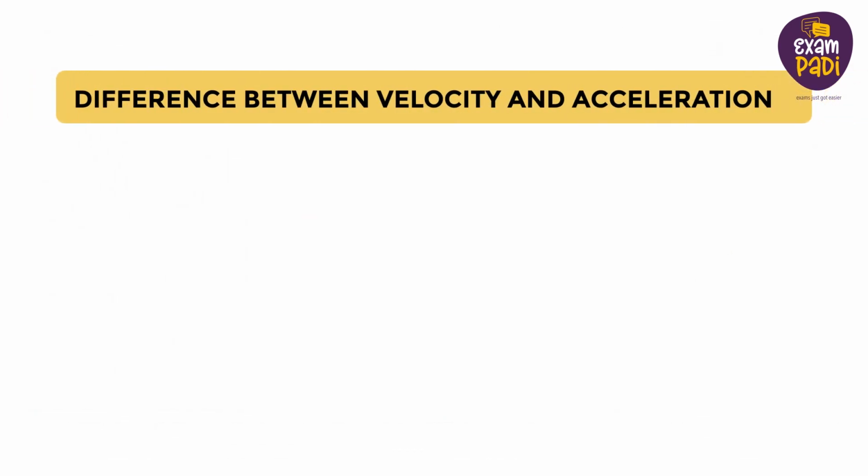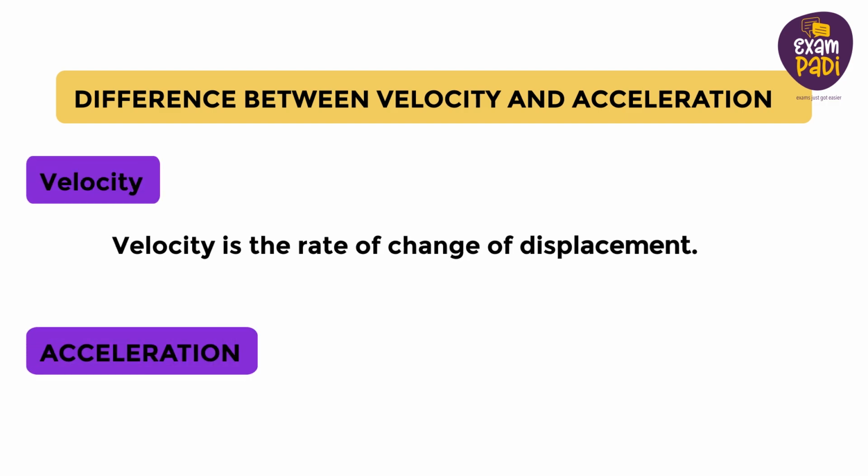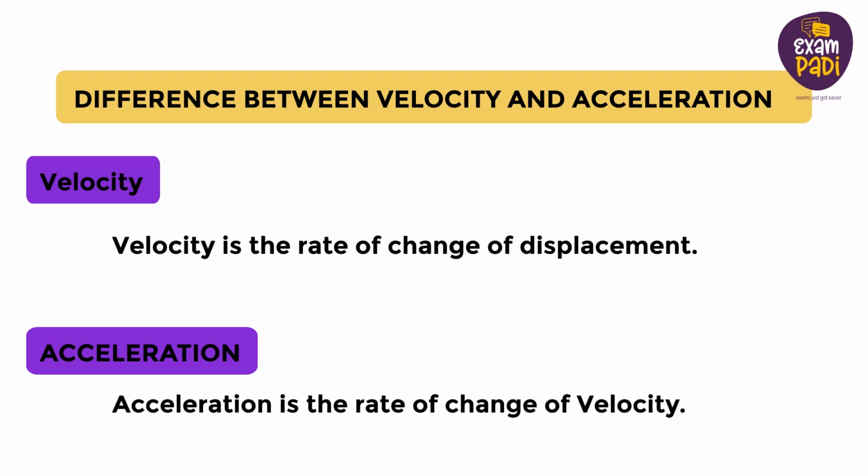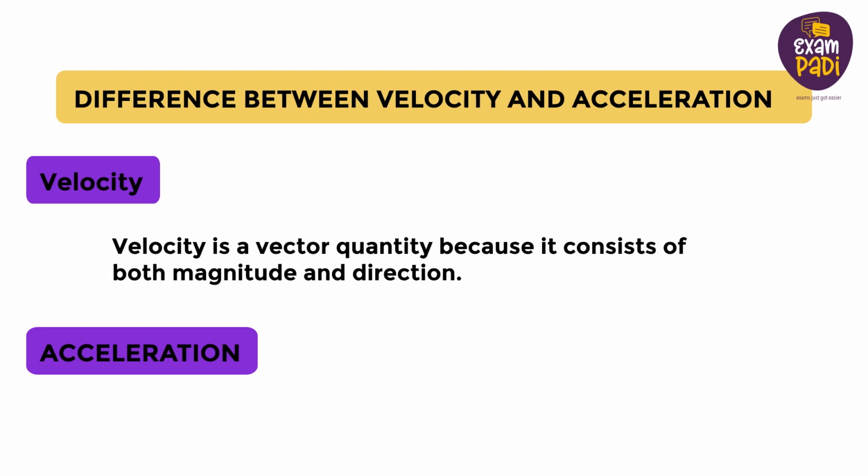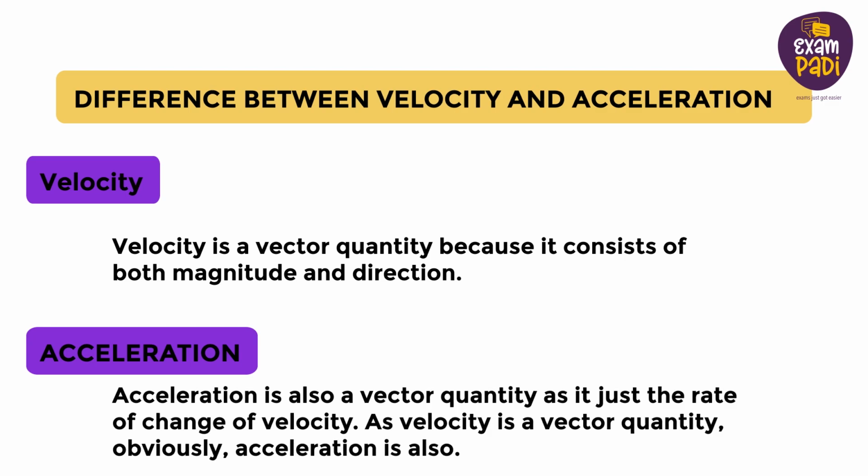What are the differences between velocity and acceleration? Number 1. Velocity is the rate of change of displacement, while acceleration is the rate of change of velocity. 2. Velocity is a vector quantity because it consists of both magnitude and direction. Acceleration is also a vector quantity as it is just the rate of change of velocity. As velocity is a vector quantity, obviously, acceleration is also.